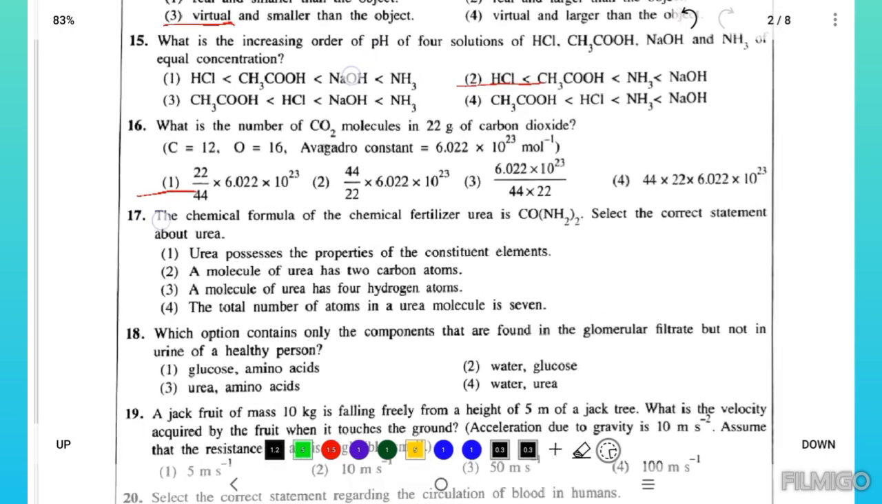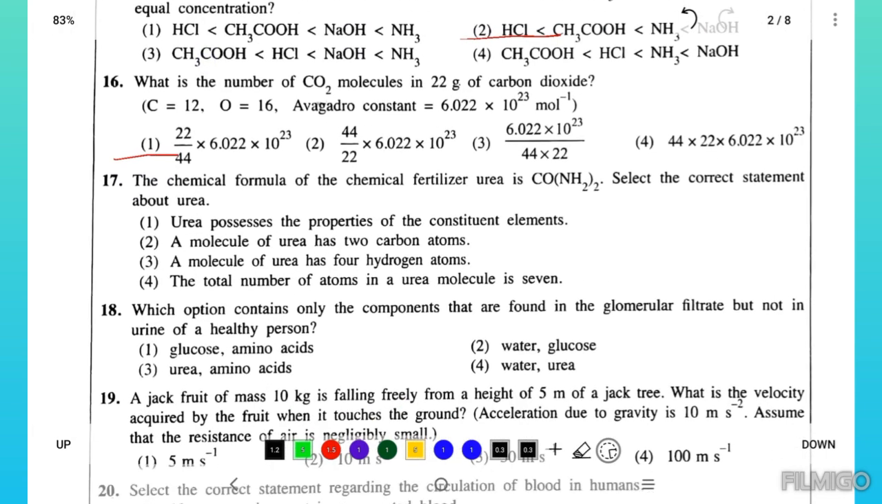Question number 17. The chemical formula of the chemical fertilizer urea is CO(NH2)2. Select the correct statement about urea. Urea possesses the properties of the constituent elements. Here constituent elements are carbon, oxygen, nitrogen and hydrogen. Since this is a compound, the properties of the compound are different from the properties of its constituent elements. So the first answer is wrong.